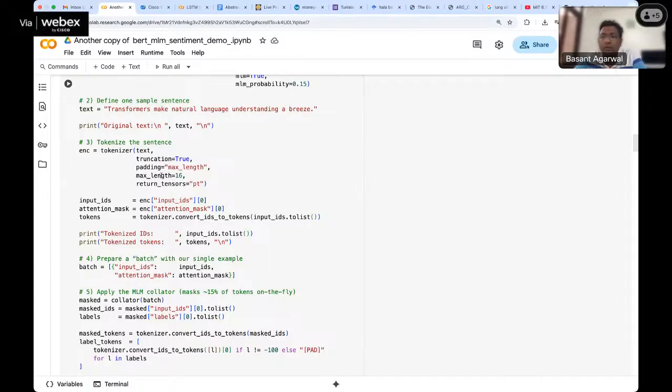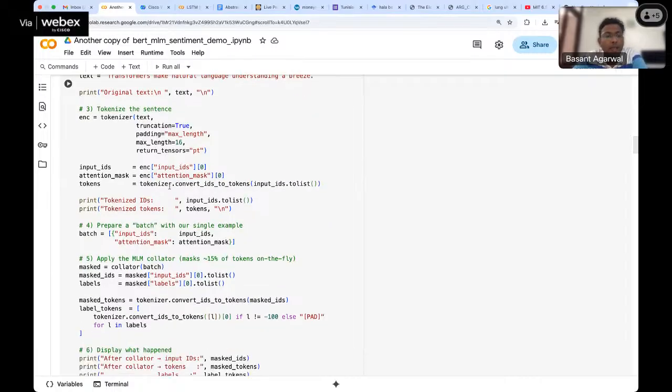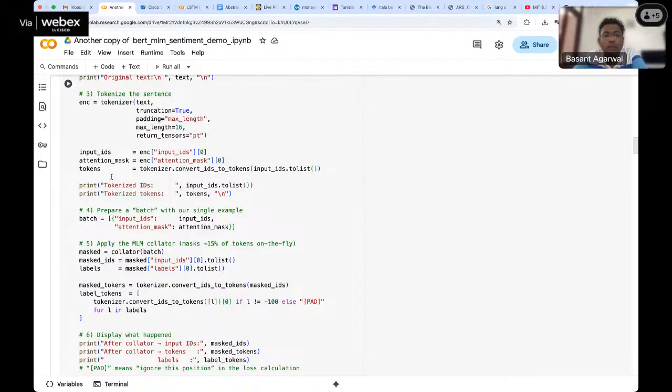So for the maximum length, you can also set it according to the maximum sentence length in your data. For the parameter truncation equals true, it means that if the sentence is longer than the maximum length, it will truncate the words, and if it is shorter, it will automatically do the padding. And then we convert the words which have been tokenized into tokens, and we give the IDs to them.